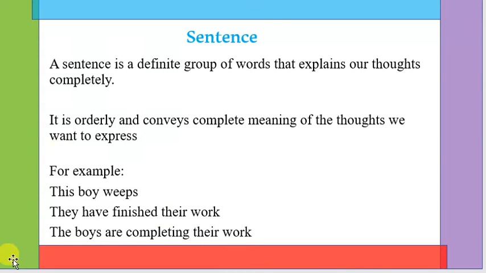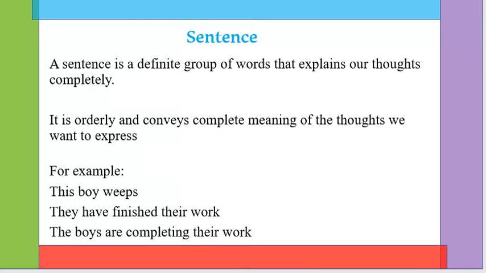A sentence is a definite group of words that explains our thoughts completely. It is orderly and conveys complete meaning of the thoughts we want to express. Let's take a look at some of the examples. This boy weeps. They have finished their work. The boys are completing their work.